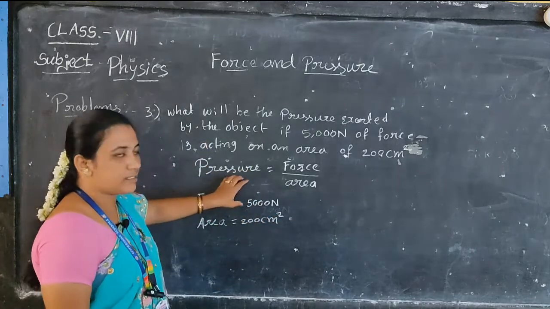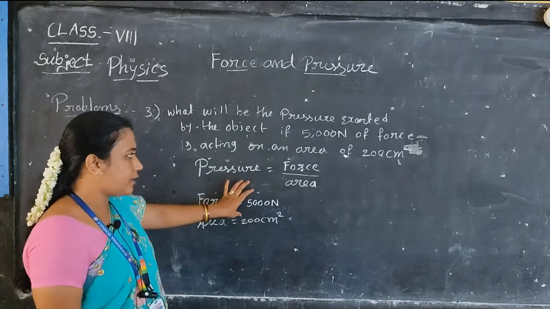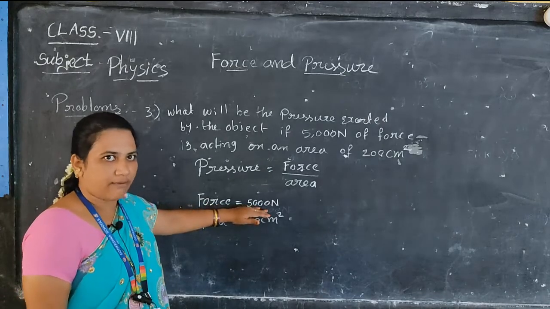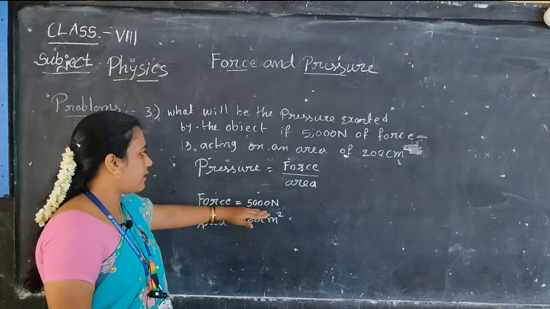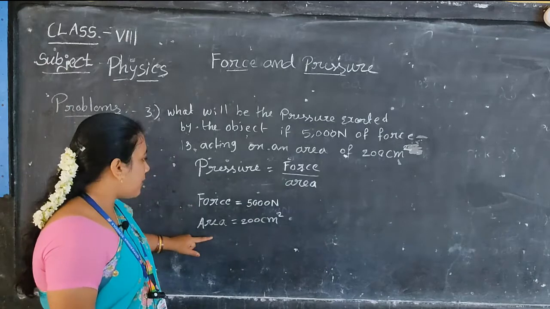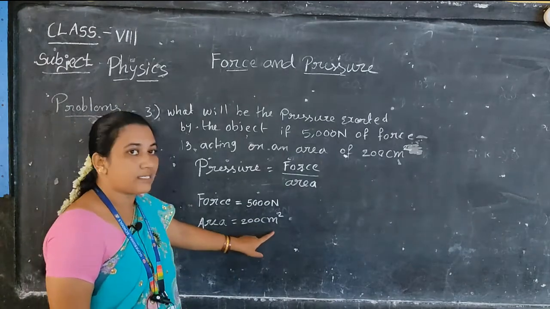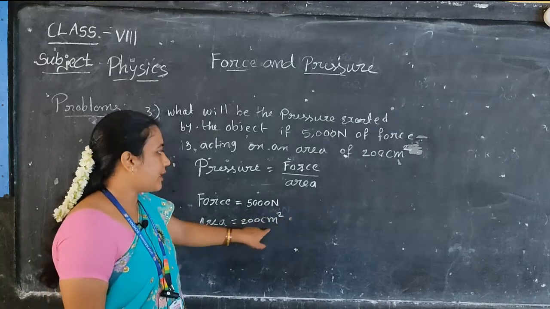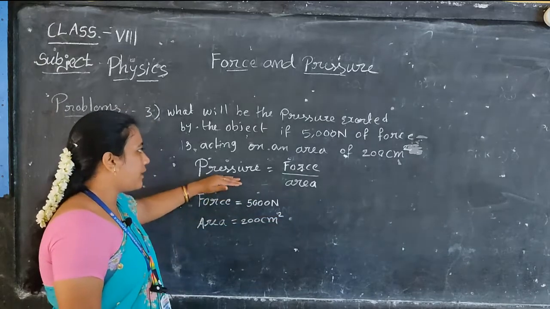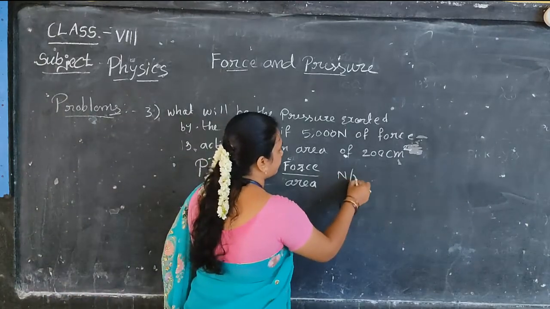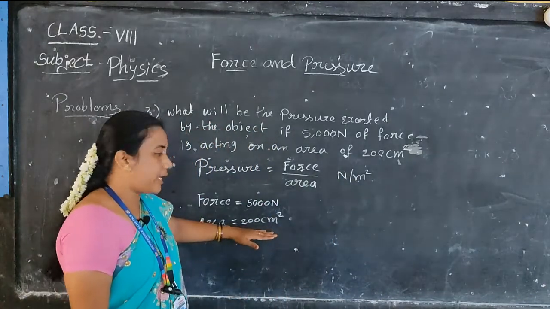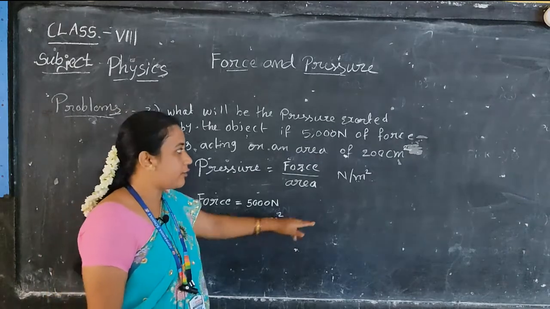What I told before: when you want to introduce values into the formula, first you have to check in which units the values are given. 5000 Newton force is given in Newton only, so no need to change that. Coming to the area, 200 centimeter square is given. Can it be directly introduced into the formula? No. Why? Because what is the unit for pressure? Newton by meter square. We want to calculate in meters, so we have to change this 200 centimeter square into meter square.